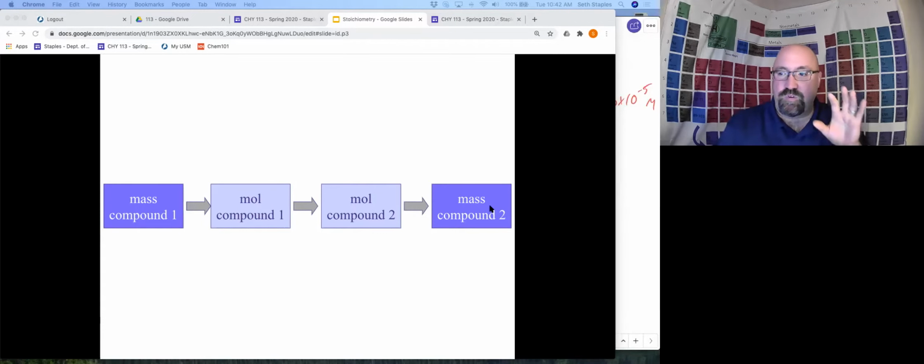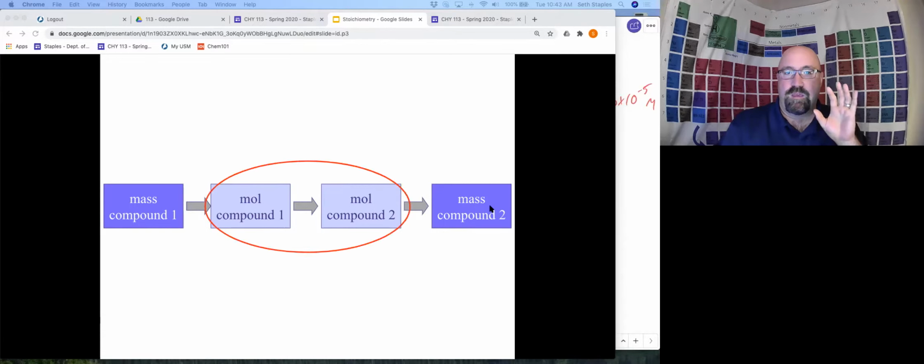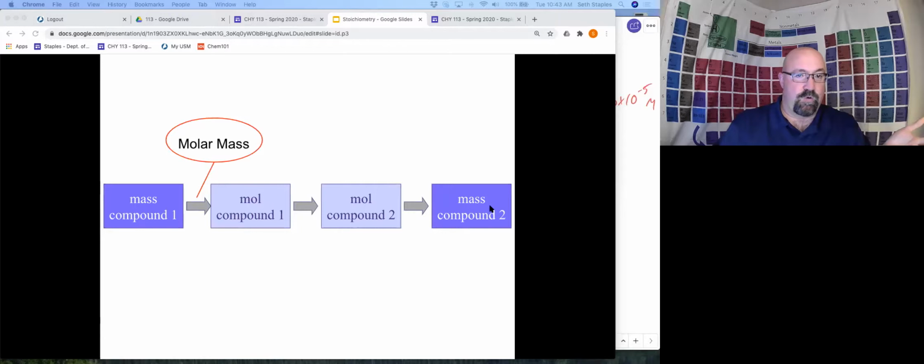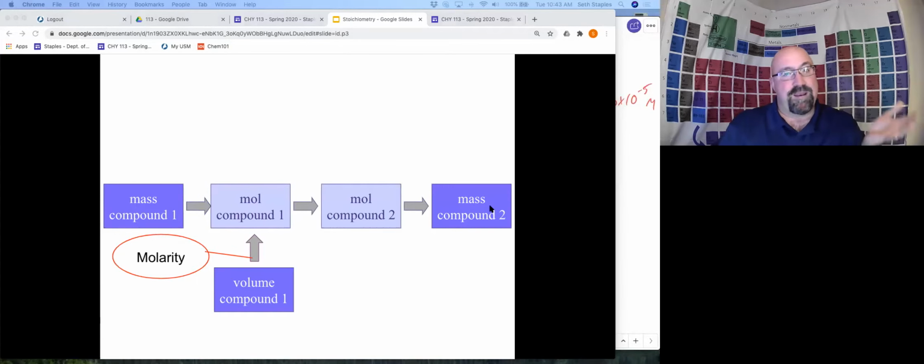What we can now do, now that we've been working more with solutions, is actually back up. So remember, this is the key in this whole thing. We've looked at how we can go through molar mass, but now what we can do is use our molarity if we know the volume. Just another way to get to moles. So if we know the molarity of a solution and we know the volume of that solution, we can use that to get to our moles of whatever compound we're looking for.